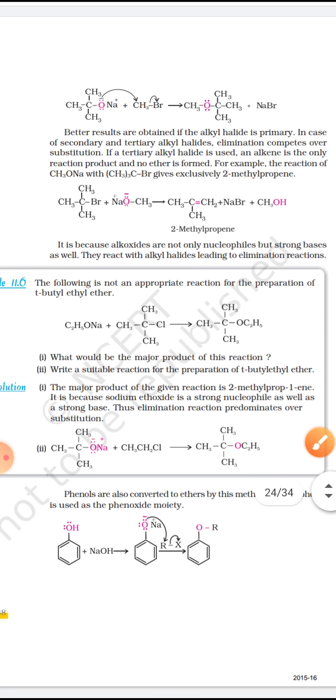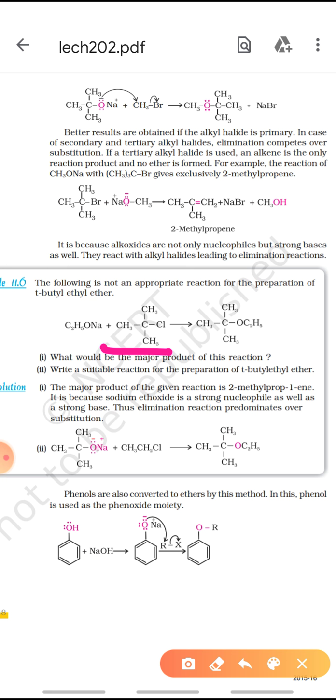Now some questions are there. The following is not an appropriate reaction for the preparation of tertiary butyl ethyl ether. What would be the major product of the reaction? Now the major product for this reaction will be an alkene. Why? Because the alkyl halide that we have taken here is not a primary compound, it's a tertiary compound, so the product formed will be alkene. Now the second part of the same question is: write a suitable reaction for the preparation of tertiary butyl ethyl ether. So what you have to do is you have to take the Cl in place of ONa and the ONa in place of Cl. So these will be the reactants.